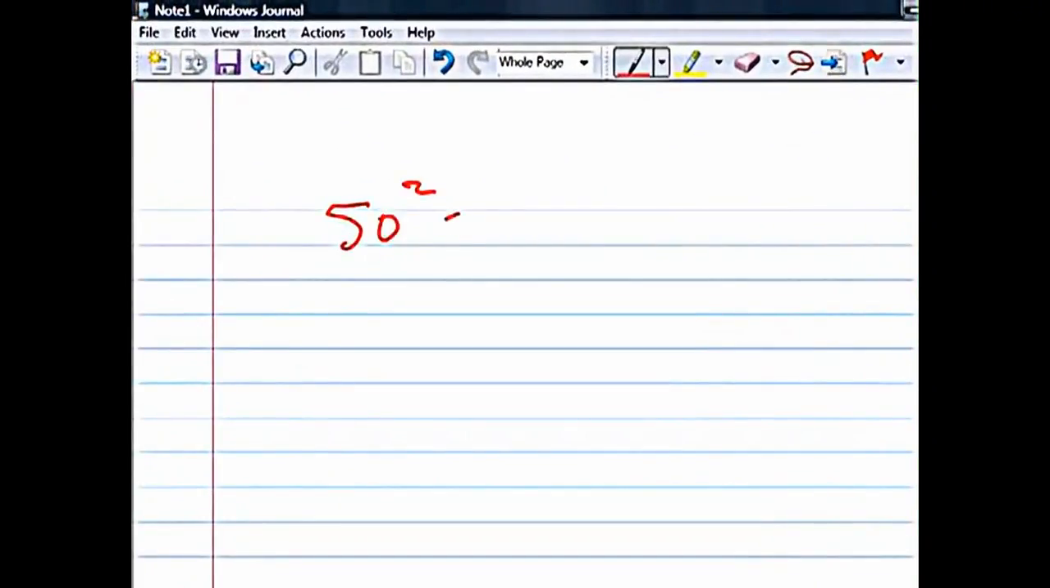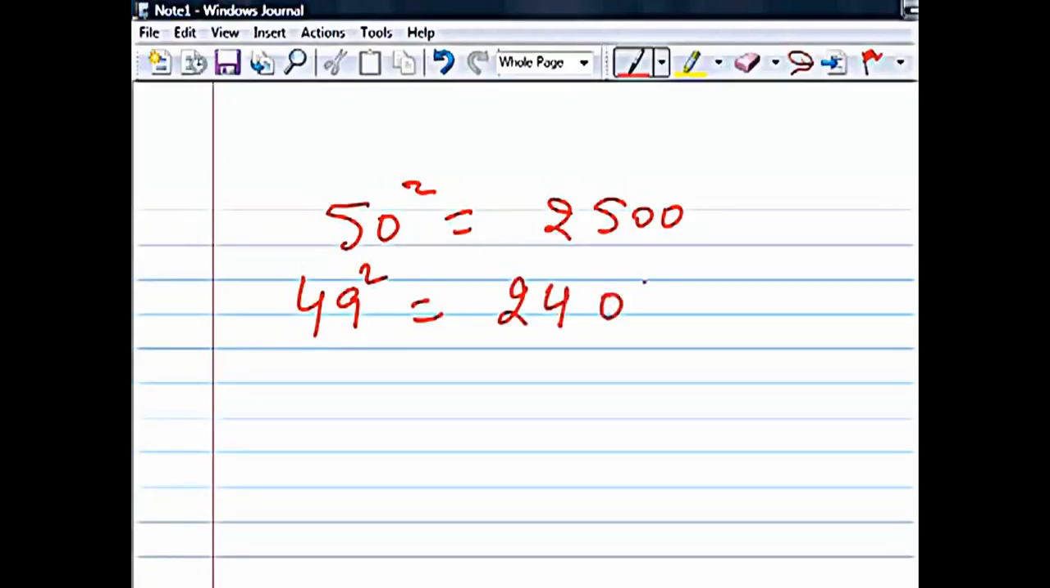Hi guys, today I will tell you an easy way to do the square of any two-digit number near 50. Let's start first with 50. 50 square is 2500. If I have to do the square of 49, all I have to do is subtract 1 from 25, that will be 24, and add the square of 1, so 2401. Similarly, 48 square will be subtracting 2 from 25, that is 23, and 2 square is 4, so 2304.